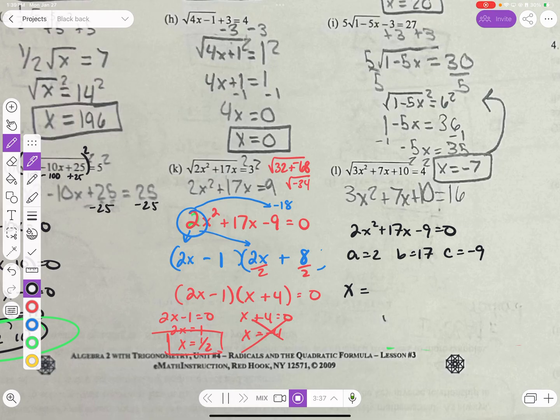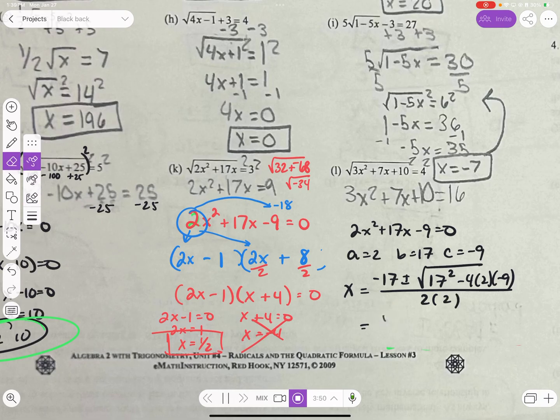Negative B, so negative 17. B squared, ooh, that's a big number. Minus 4 times A times C, all over 2 times A. Now, you wouldn't have to do this, right? Only if you couldn't factor it do you do this business. But here we're going to get a nice check.